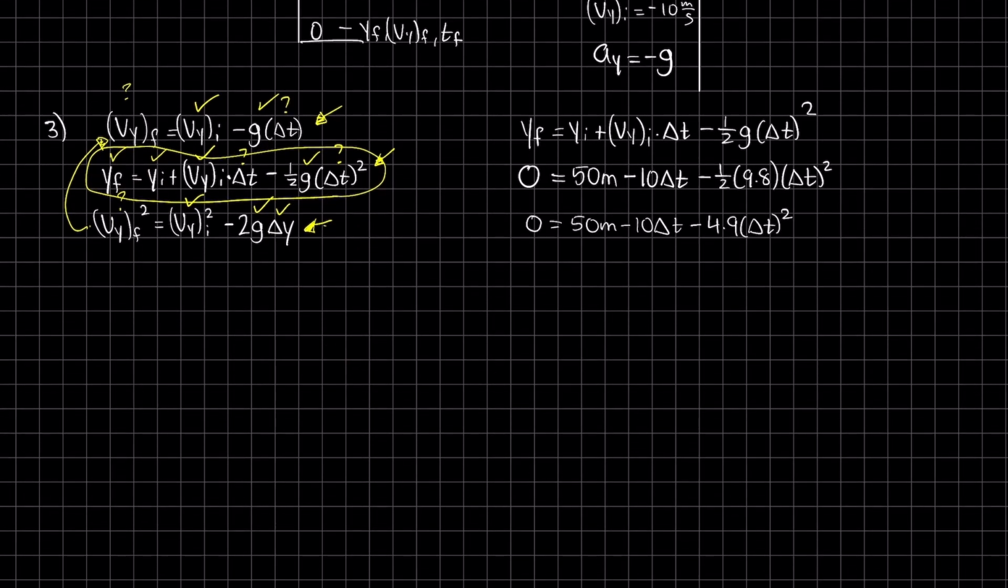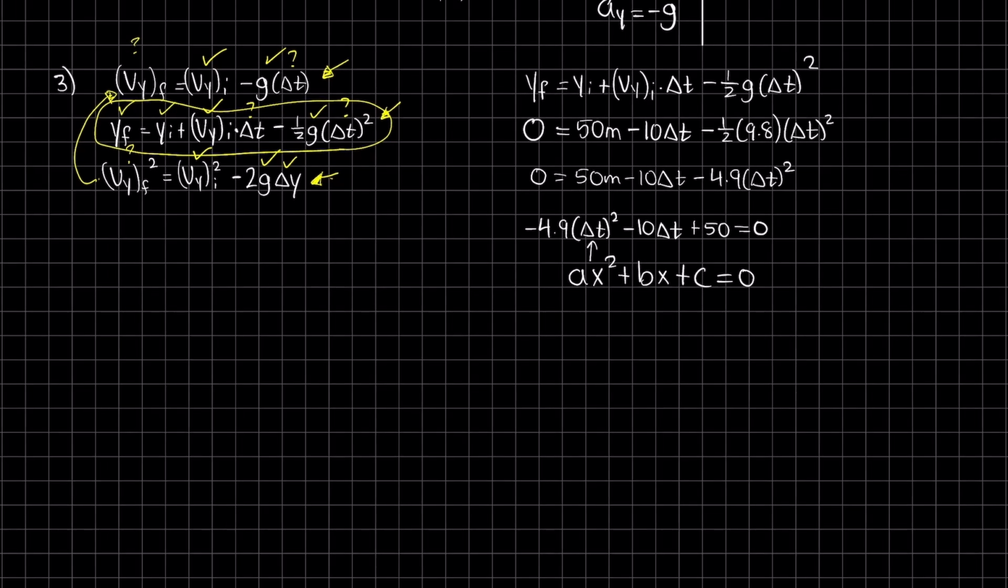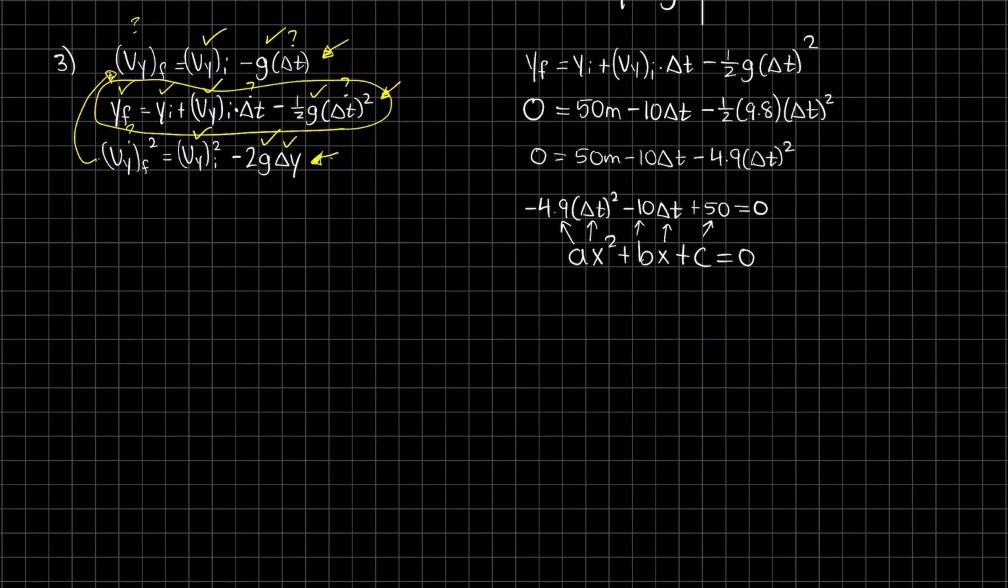Now I'm going to write this in a way that may look familiar. Does this format look familiar to you? Some of you may be scratching your head saying, what is this guy talking about? Some of you may be realizing that this is the form of a quadratic. Ax squared plus bx plus c is equal to 0, where the variable is just my time, my delta t. The c is 50, the b is negative 10, and the a is negative 4.9. Those are the coefficients. So this equation is in the form of a quadratic, and you can solve any quadratic by using the quadratic formula.